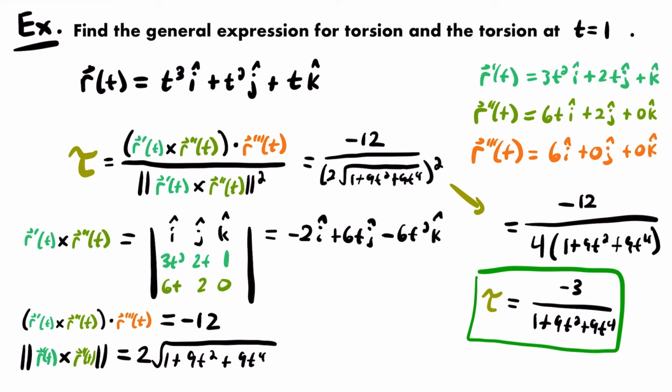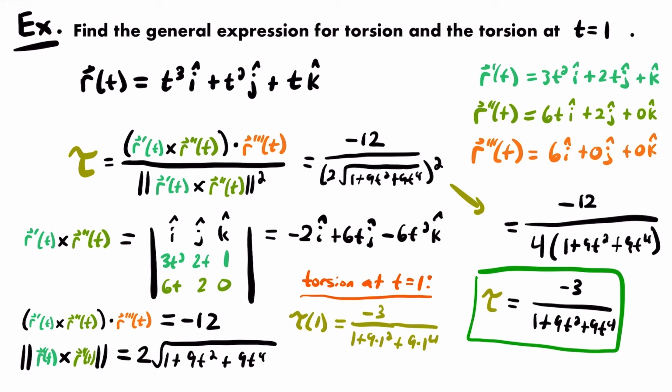So plugging 1 in for t here, and you could even write it like this. You could have torsion evaluated at 1, because technically this would be a function, right? Torsion is a function in terms of t. So torsion evaluated at 1 is equal to negative 3 divided by 1 plus 9 times 1 squared plus 9 times 1 to the power 4. But 1 squared and 1 to the power 4 is just 1. So you have 1 plus 9, which is 19. So you get negative 3 divided by 19. That right there is the specific measurement of torsion at t equals 1 along this space curve.